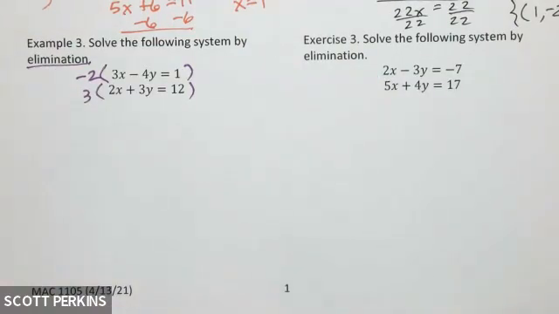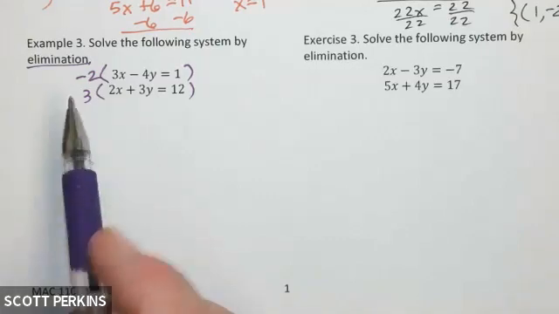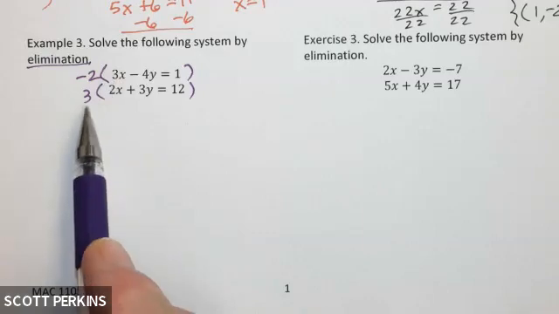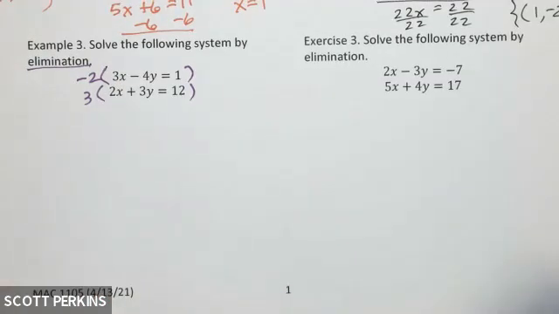So for anyone here who's saying, well, why did we do that? Great question. The reason we're doing that is because that makes a negative 6 in front of the top x and a positive 6 in front of the bottom x. And when I add those, they're going to cancel.